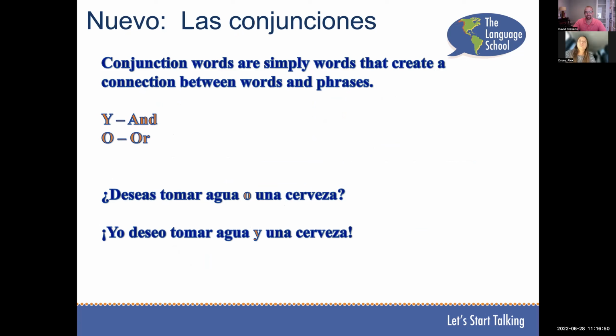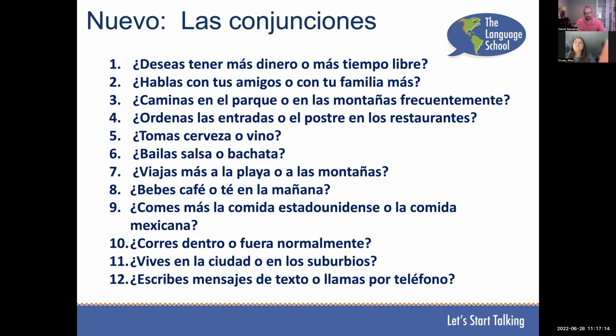So, por ejemplo, Alex, ¿deseas tomar agua o una cerveza? Sí, deseo una cerveza. Yeah, well, try and answer with the example I have here. Yo deseo tomar agua y una cerveza. Muy bien. So you can kind of mix them and match them too, right?